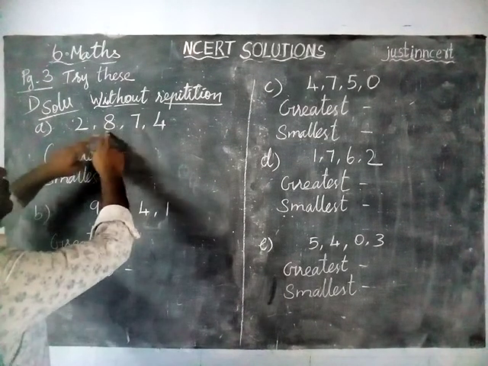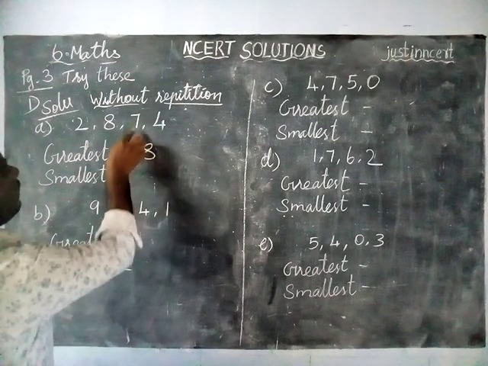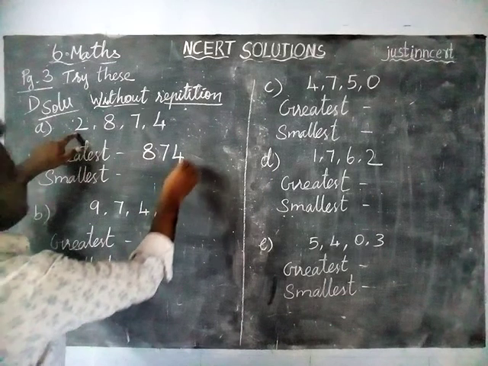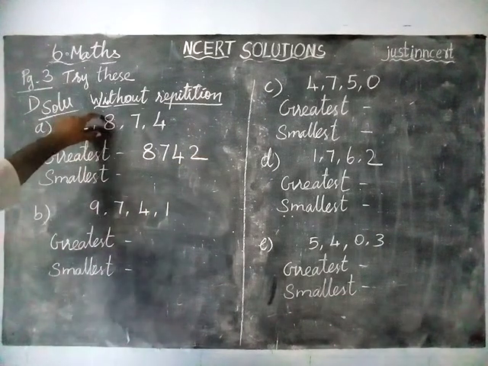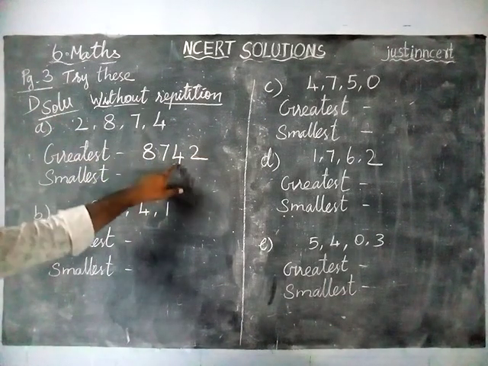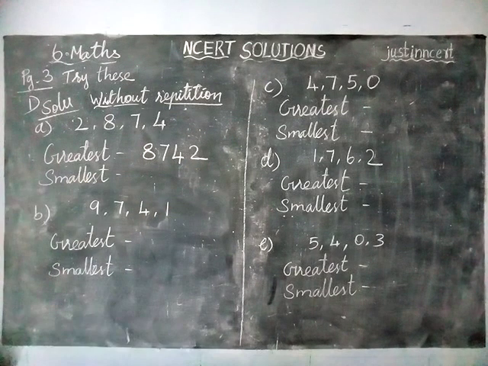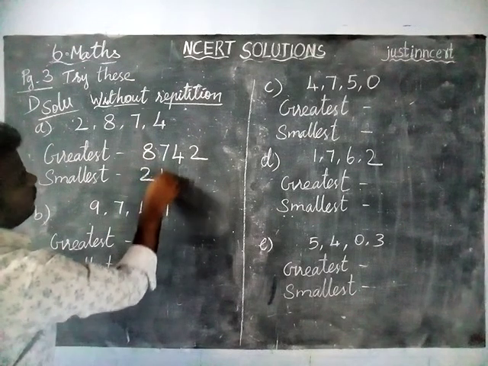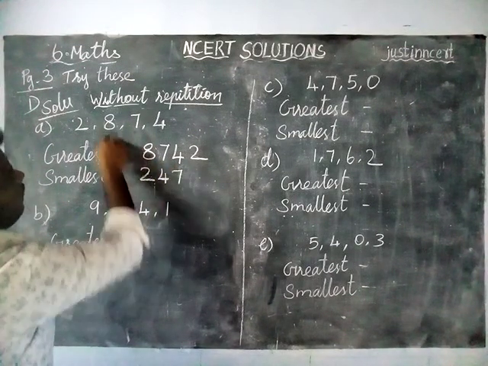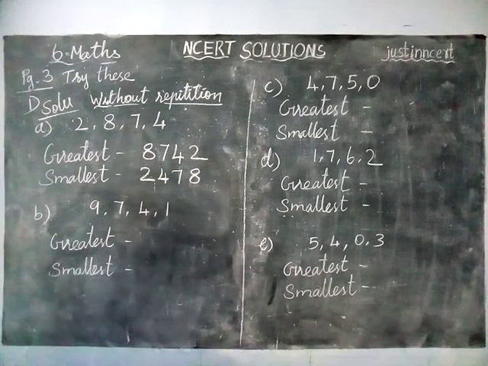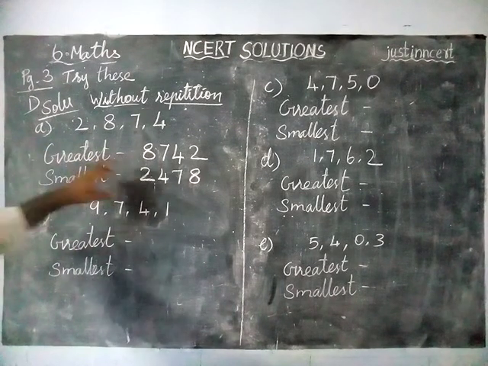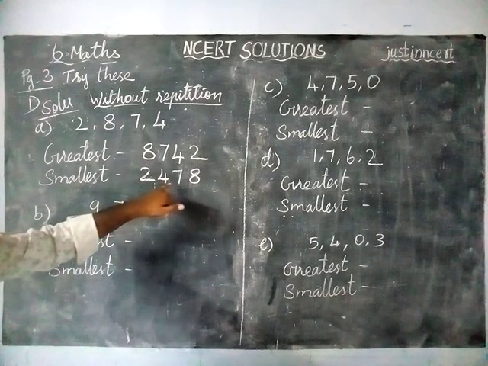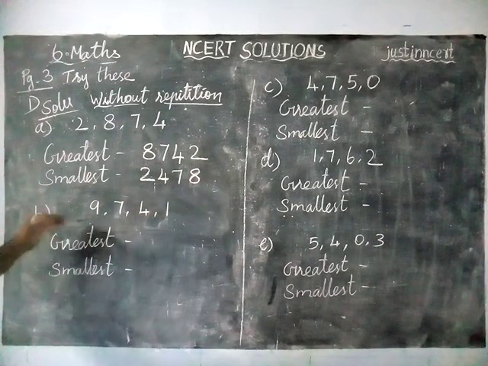In this, the greatest digit is 8. So first 8, next greatest 7, next 4, next 2. So the possible greatest number is 8742. Next, the smallest number. The smallest digit is 2, next smallest 4, next 7 and the last 8. So by using the given 4 digits, the greatest number is 8742 and the smallest number is 2478.